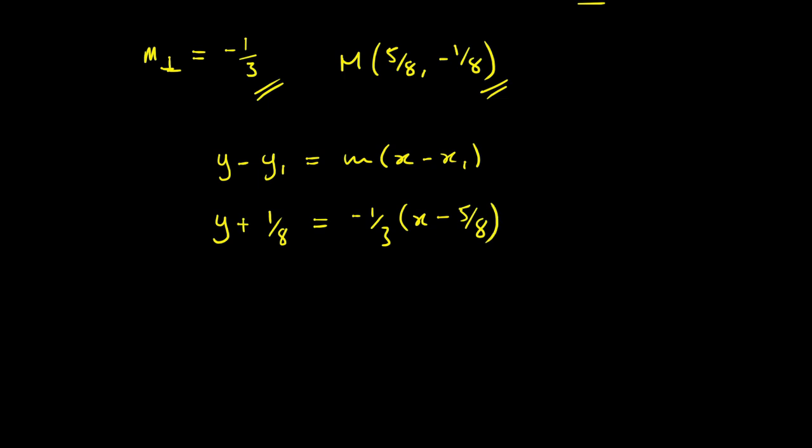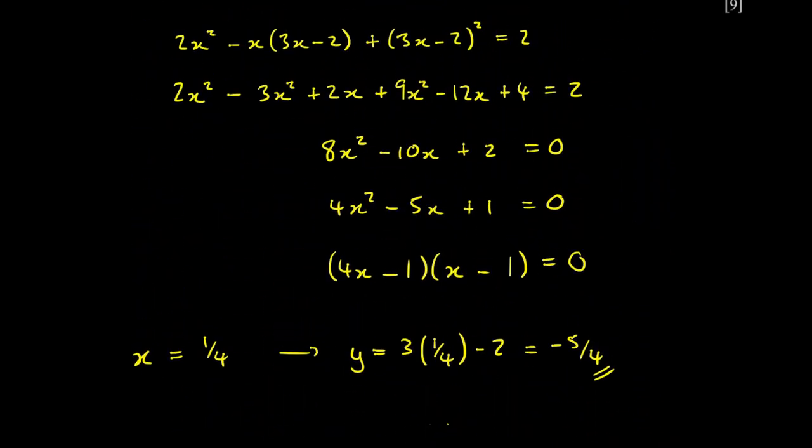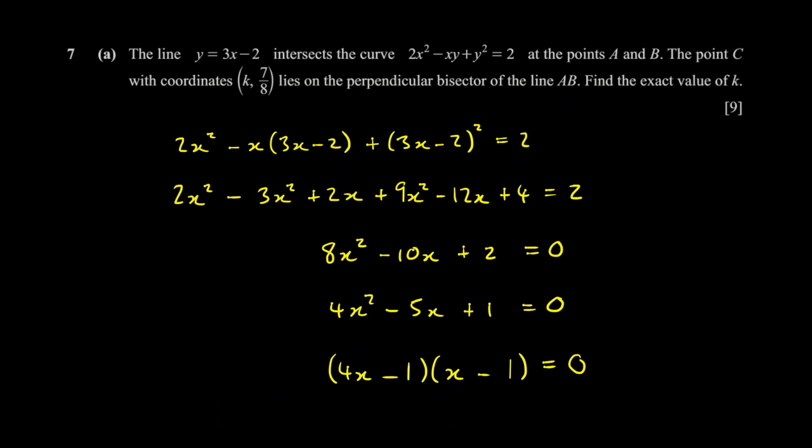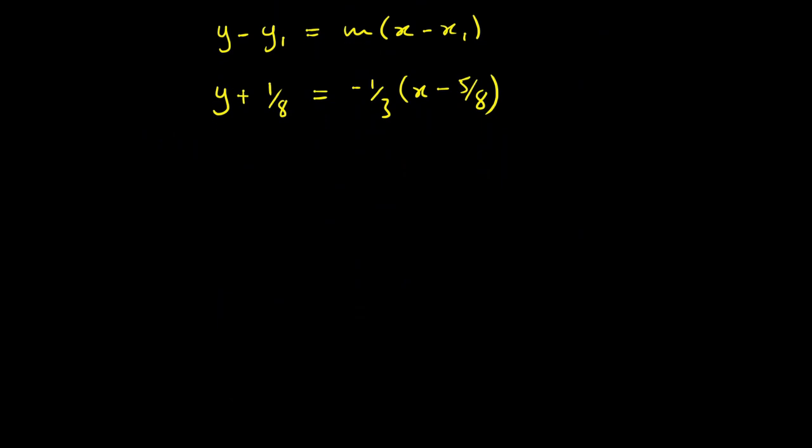Now, I'm just going to leave it like that for the moment because I don't really need to get it in the form y equals mx plus c, because the question just says this point C has coordinates (k, 7/8), and it lies on the perpendicular bisector. We want to find the value of k. So in other words, this coordinate here will satisfy our equation. So (k, 7/8) will satisfy the equation. So let's write that down. When x is equal to k, y is equal to 7/8.